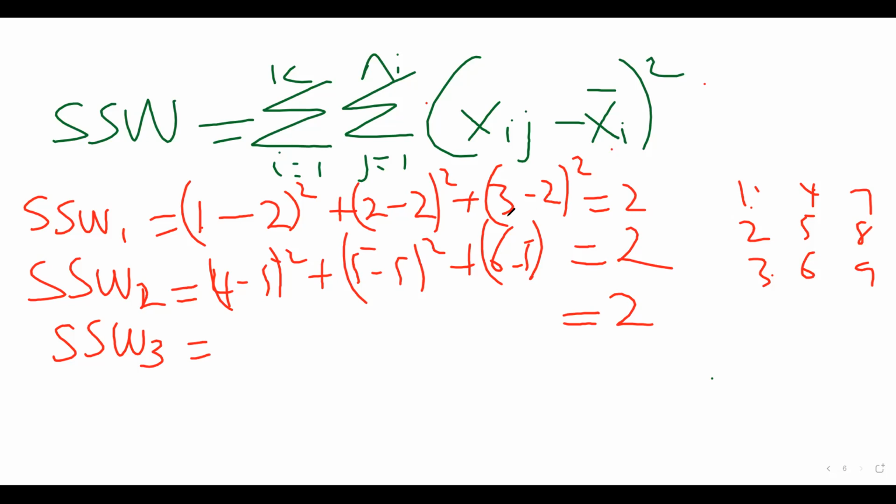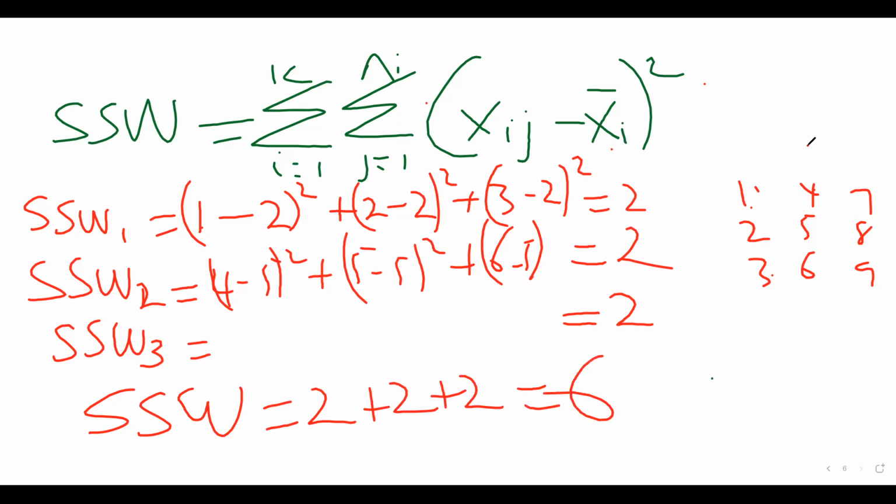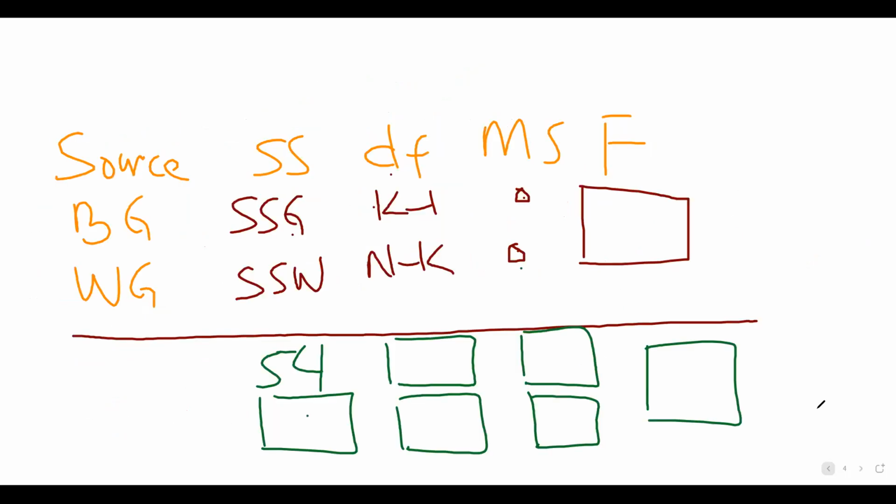So SSW1, SSW2, SSW3, all of them, our final SSW will be equal to 2 plus 2 plus 2, and that will give you 6. So you now go back to your table and fit that in your table. Our SSW is 6. Wow.